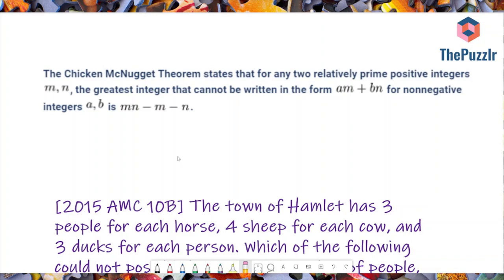Due to time constraints in today's class, we won't be looking at the rest of the factors and multiples problems, but you'll find them in the puzzler homework section for today's class.